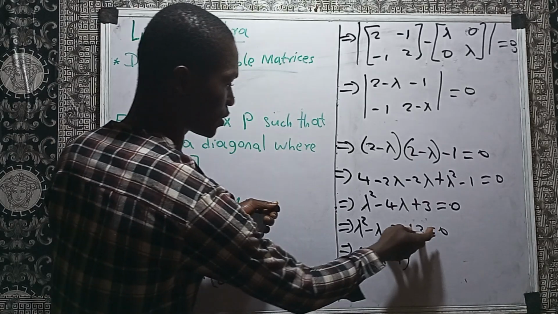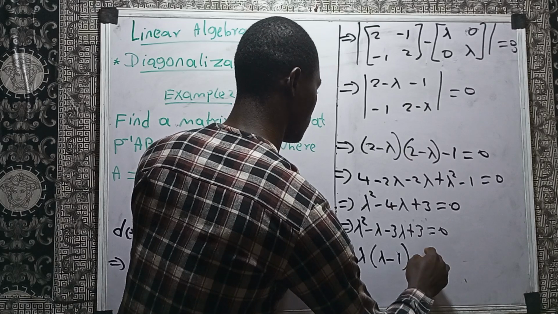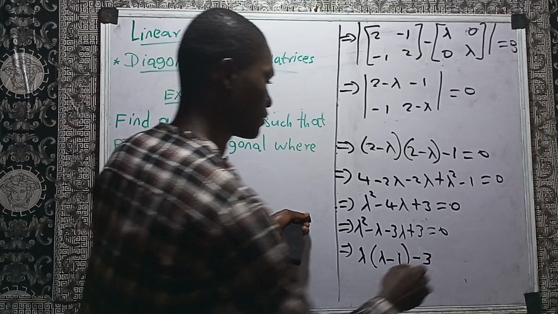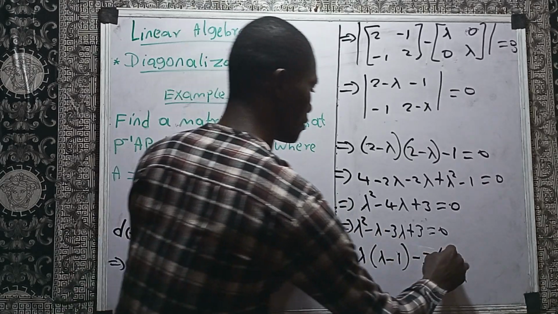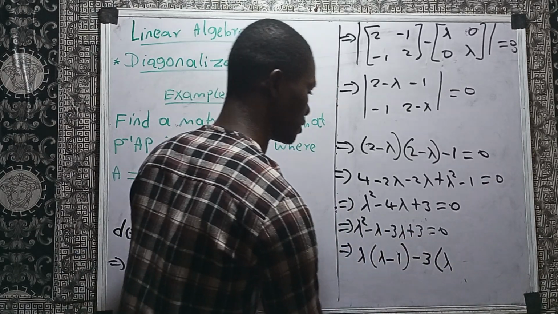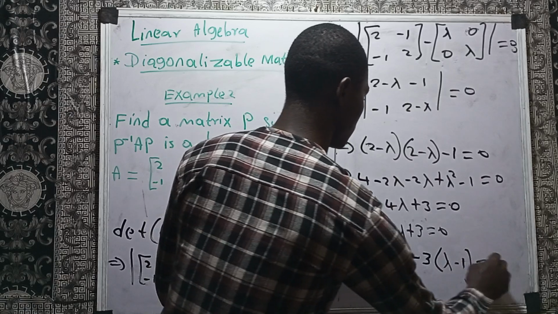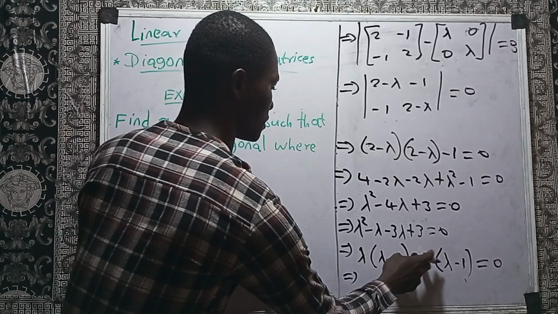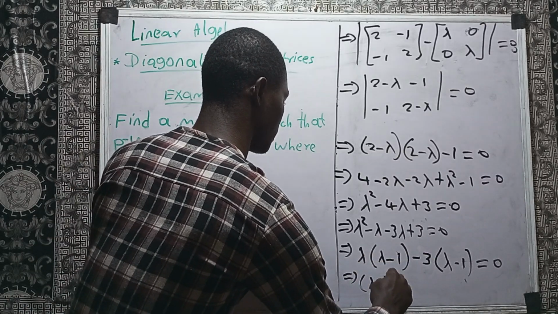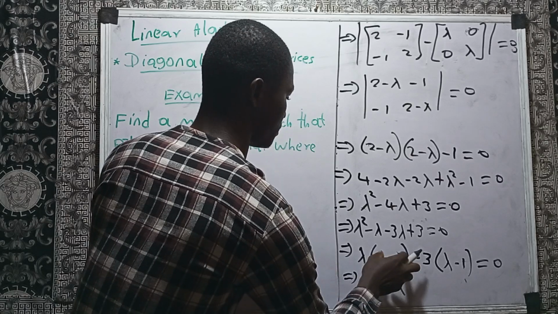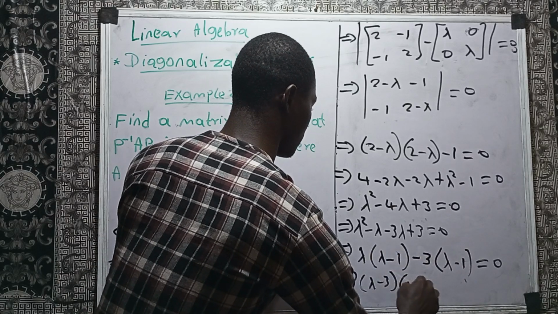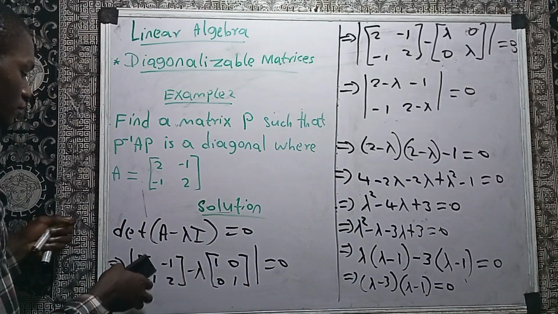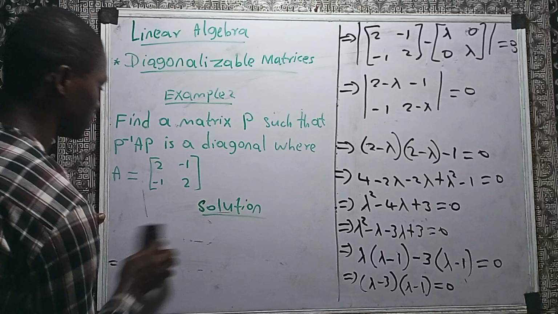Then, what is common here? 3 is common. So, we have factor negative 3 into, so here will be lambda, and here will be negative 1 equated to 0, right? So this implies, so pick this and pick this, we have lambda minus 3, then pick one of these, lambda minus 1 equated to 0. So with that, we have done the factorization.